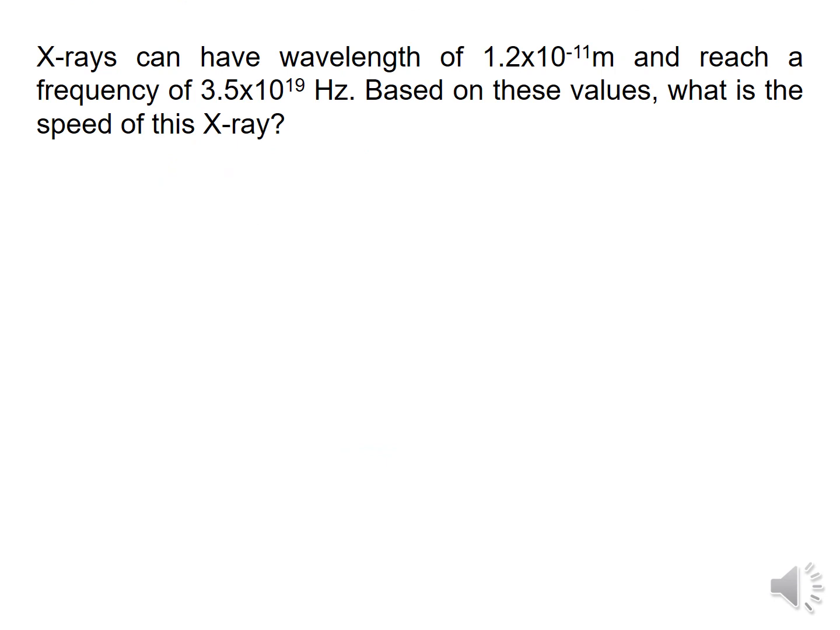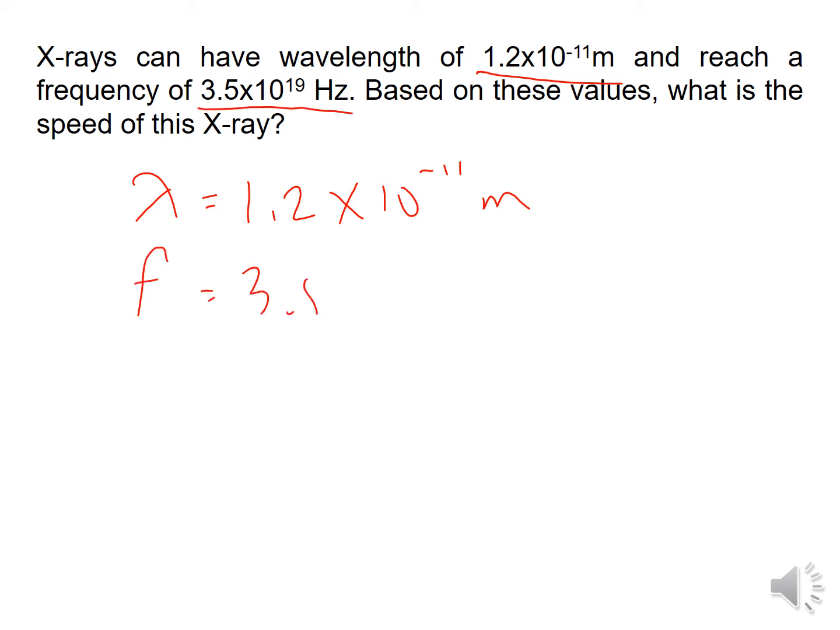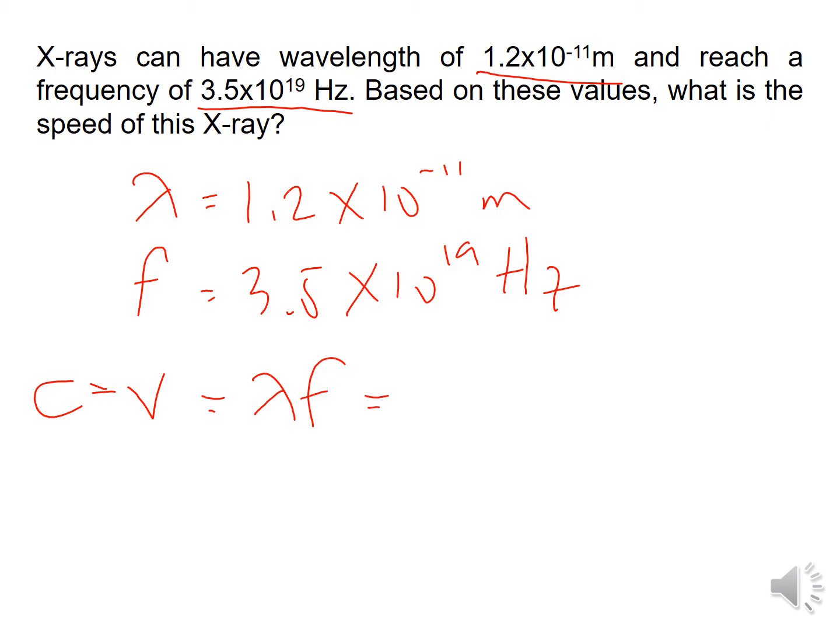X-rays can have a wavelength of 1.2 times 10 to the negative 11 meter, and reach a frequency of 3.5 times 10 to the 19 Hertz. Based on these values, what is the speed of this X-ray? So we are asked to get the speed, or the C. The formula is wavelength multiplied by frequency. So 1.2 times 10 to the negative 11 meter multiplied by 3.5 times 10 to the 19 hertz.